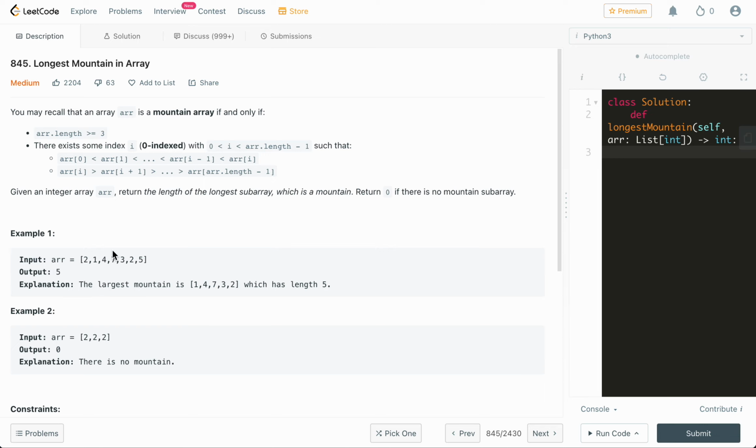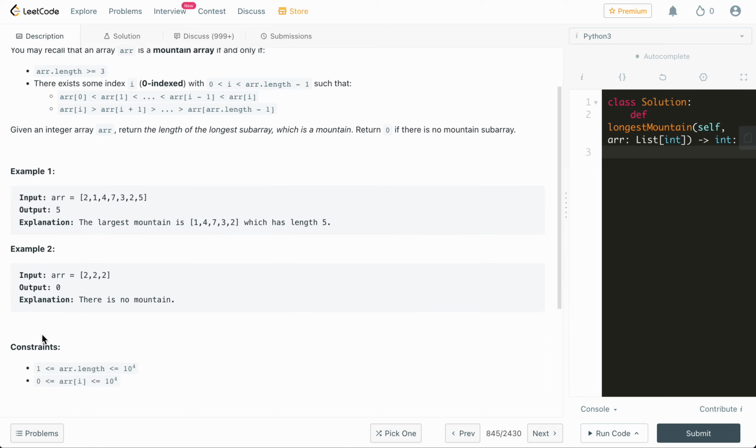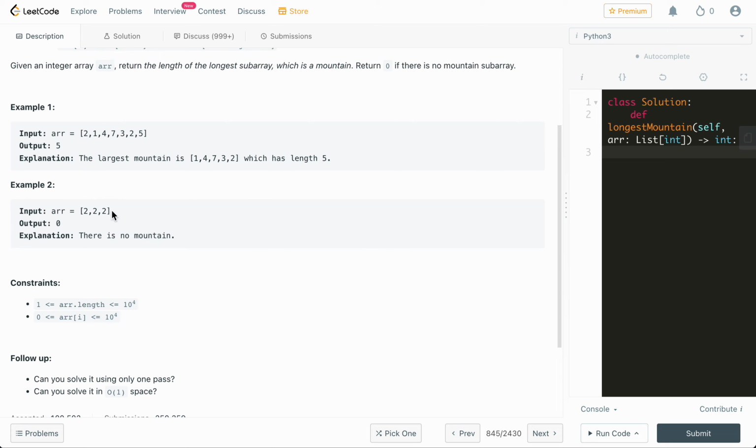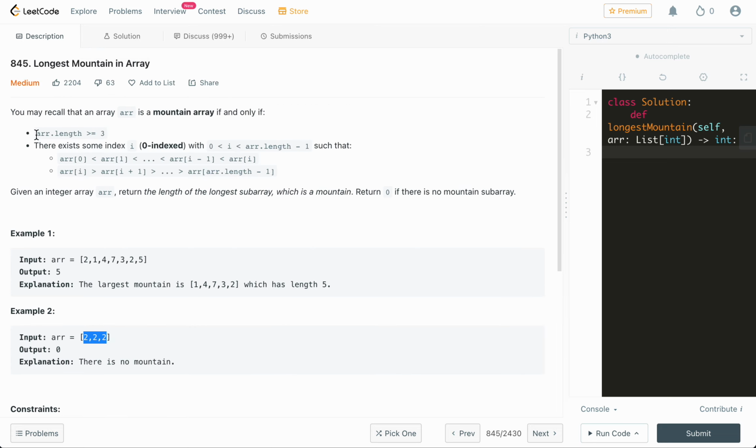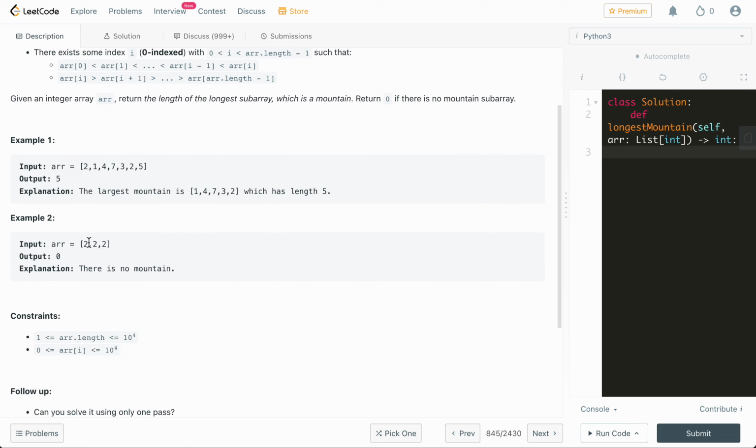And this can be confirmed by looking at this second example, 2, 2, 2, which satisfies our constraint of the length needing to be greater than or equal to 3. 2, 2, 2 is not a mountain because all of the elements are equal to each other. So what this tells us is that, let's say we were to have 1, 4, and then this 7 was another 4, that would not be a mountain.